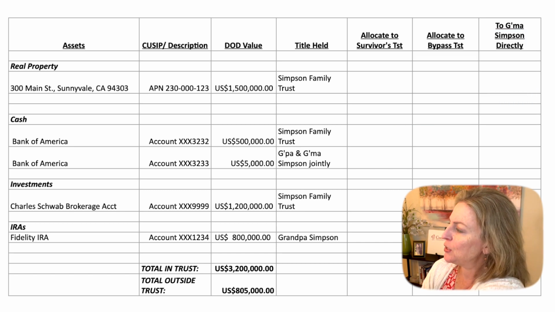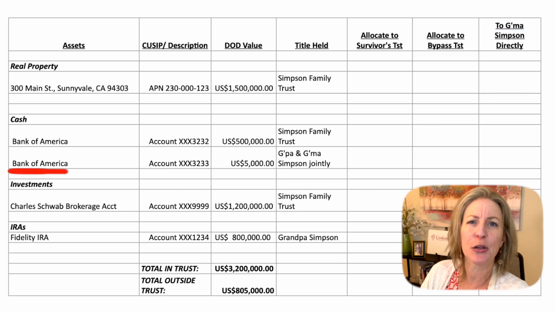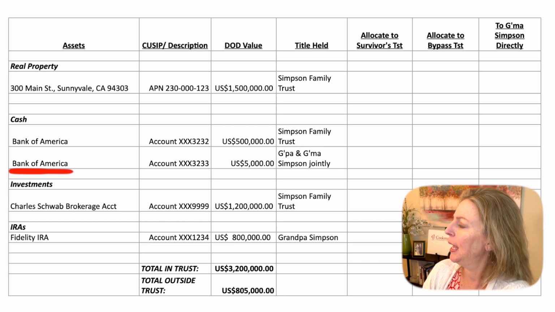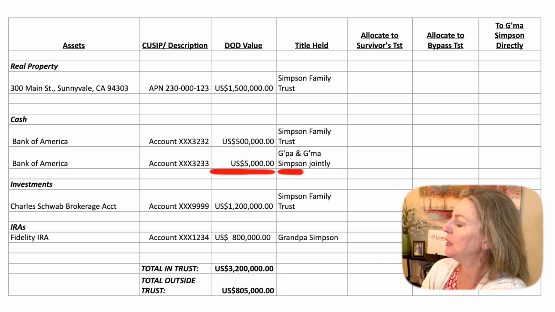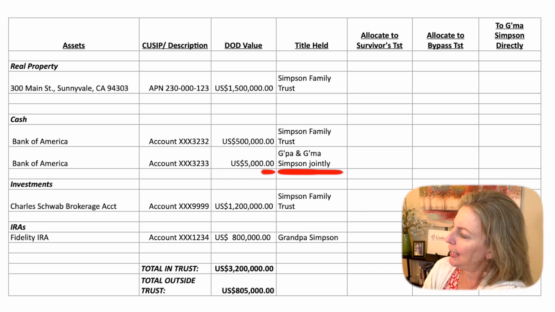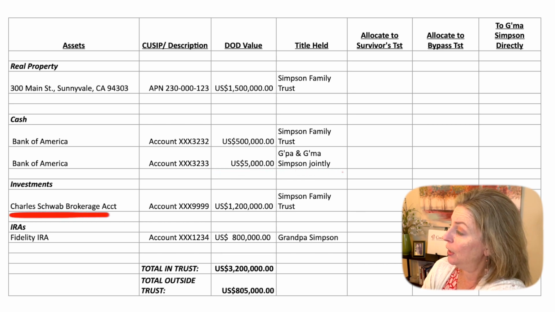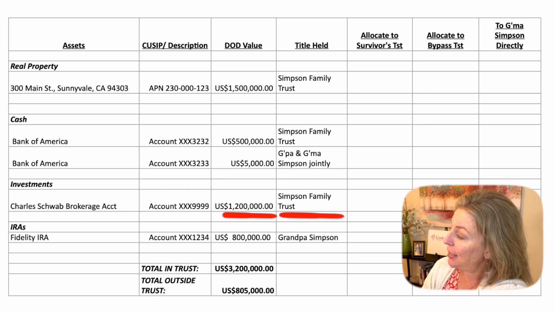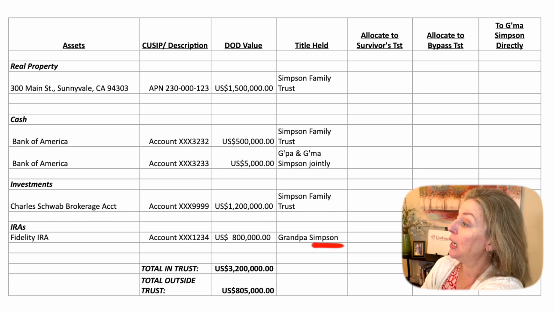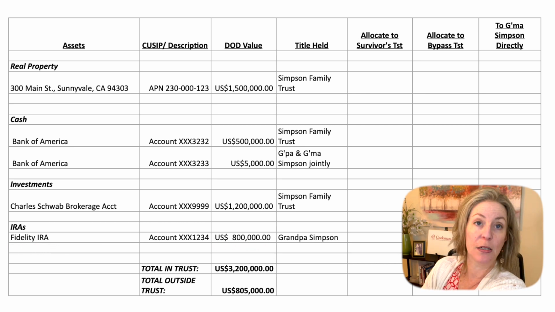Then they also have a small bank account. Maybe that's where they had their direct deposits or something of $5,000. And that was just held in both of their names, Grandpa and Grandma jointly. And then they had a brokerage account at Schwab for $1.2 million, and that was held in the Simpson Family Trust. And then Grandpa had an IRA, a retirement account at Fidelity, $800,000, and he had named Grandma directly. Okay, so that's going to go directly to her.